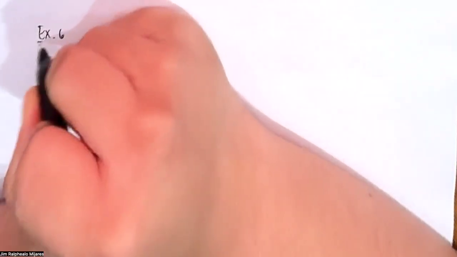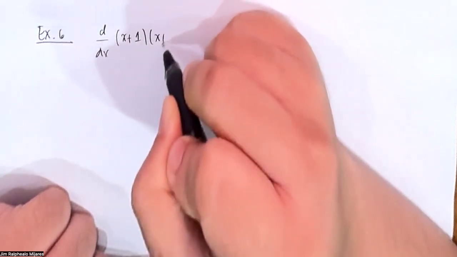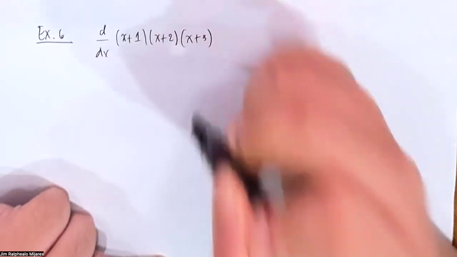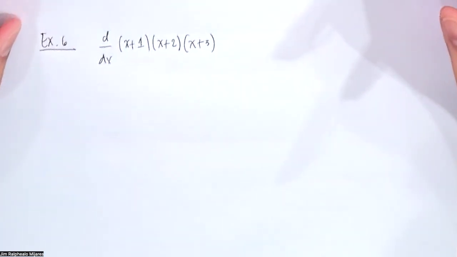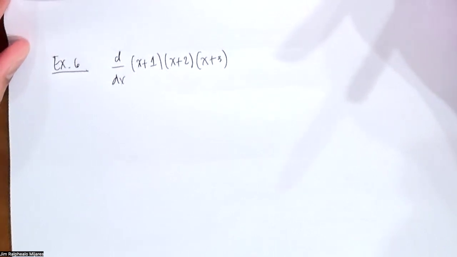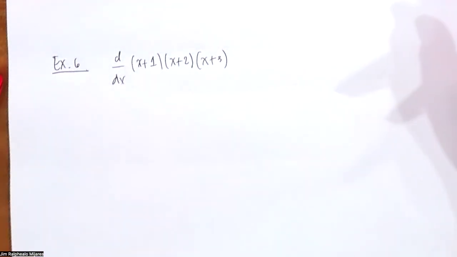Last example. Last two examples. Find the derivative of x plus 1 times x plus 2 times x plus 3. Okay? Now, this is kind of weird because you have three factors right here. I guess that was a spoiler, but try answering it first. Answer in 5, 4, 3, 2, 1.